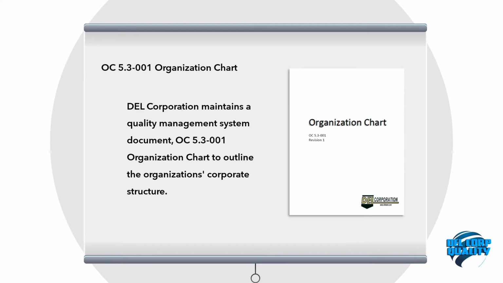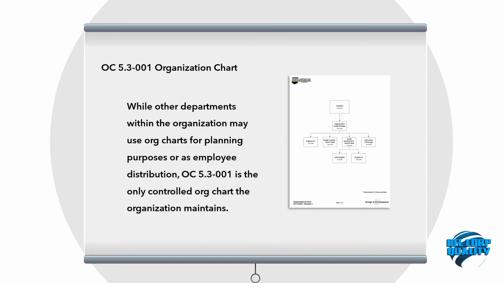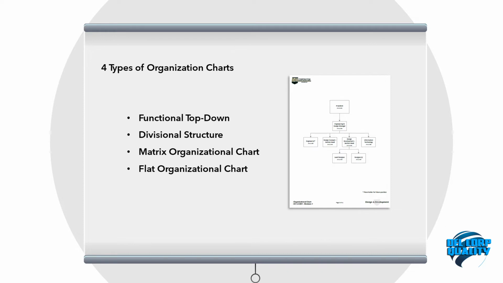C 5.3-001 Organization Chart. Dell Corporation maintains a quality management system document, C 5.3-001, Organization Chart to outline the organization's corporate structure. While other departments within the organization may use org charts for planning purposes or as employee distribution, C 5.3-001 is the only controlled org chart the organization maintains. There are four main types of organization charts, each with its own unique purpose: functional top-down, divisional structure, matrix organizational chart, and flat organizational chart.